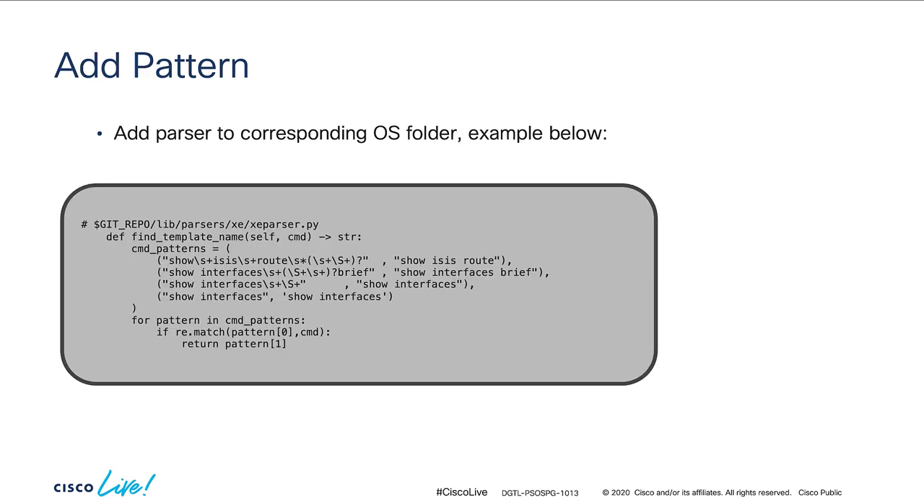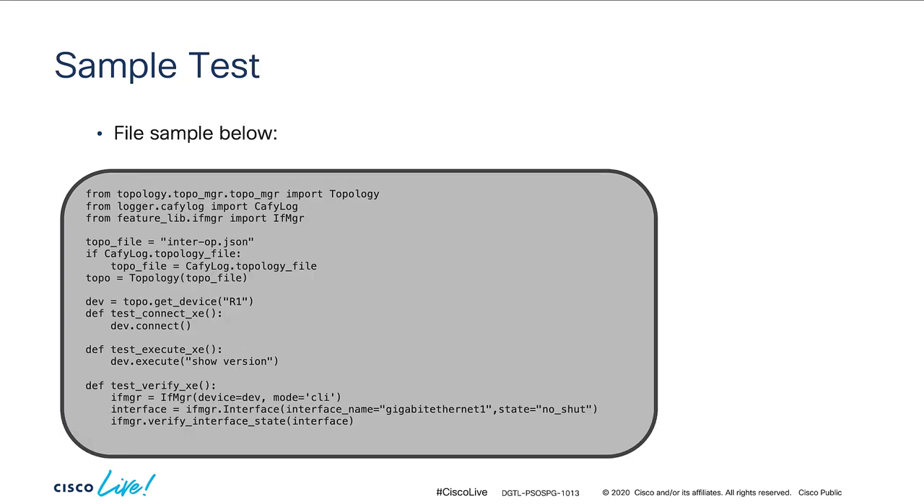That's step number one. When we are writing a sample test, we add the parser to the corresponding OS folder, as in the example below. When the pattern is added, we go through the sample test, and a sample test is really easy. We just import the topology from the file, we import logger capabilities and the interface manager available from the future library. We register the topology file called interop.json, and we make sure that this file is available for us. Then we retrieve the device information, like R1 as an example, and we connect to the device. On the device, we execute the show version command. Also, we'll just do a minor modification of the interface on this device.